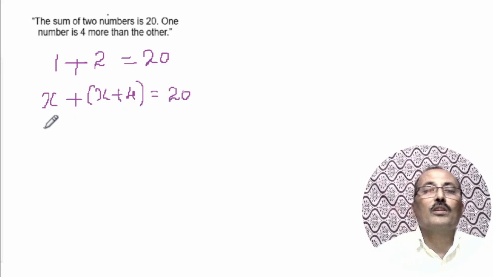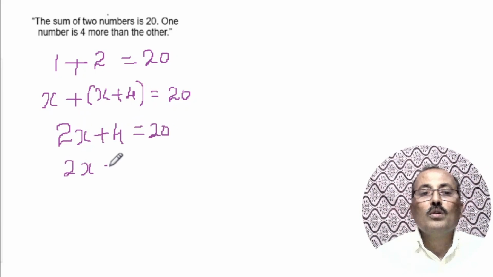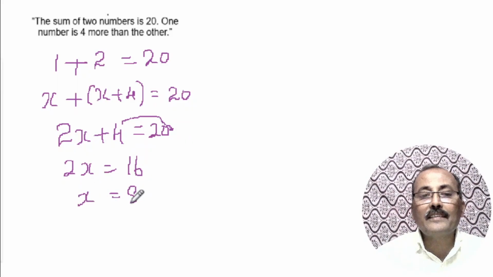That means x plus x plus 4, which is 2x plus 4, equal to 20. 2x equal to 20 minus 4, the 4 goes to that side and becomes minus, that will become 16. Therefore, x equal to 8. That means the first number equals 8.